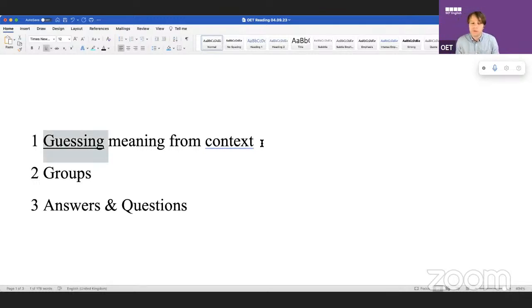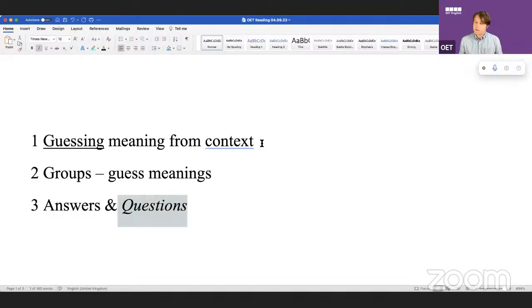Second thing will be groups. You can go into groups and you're going to practice. You're going to guess the meanings. And then at the end of the class, I'm going to give you the answers, the meanings of the words. And you can also ask me questions. And, you know, vocabulary can be very difficult, so feel free to ask me about different possible meanings. Okay, so this is the basic structure of the class.